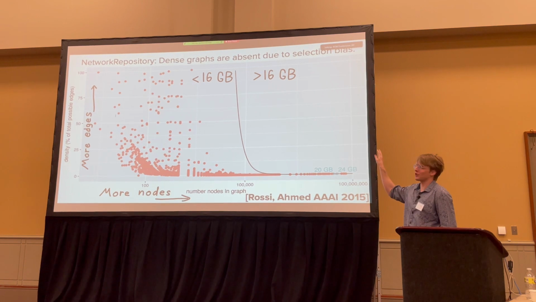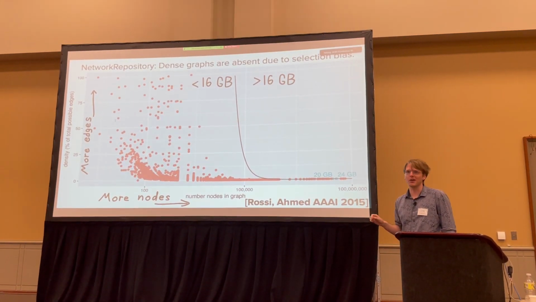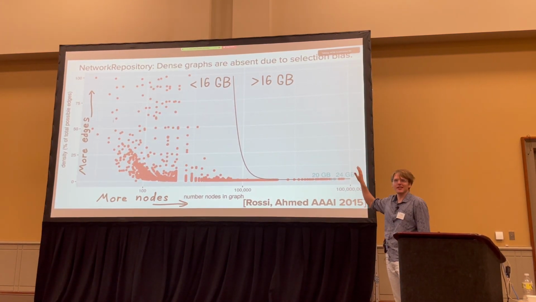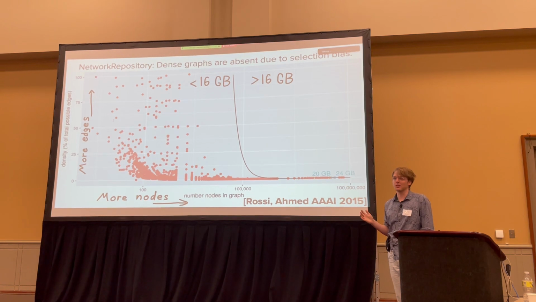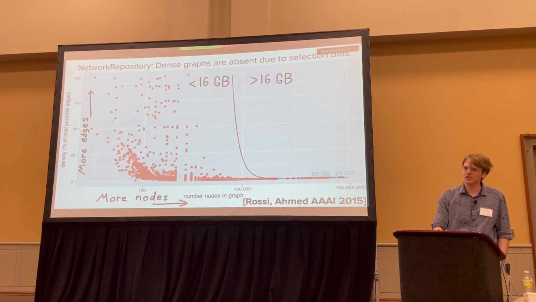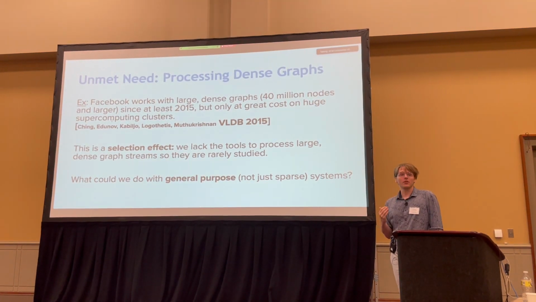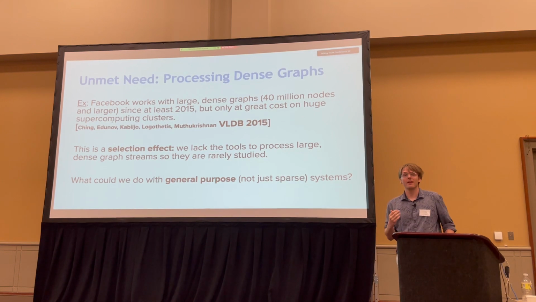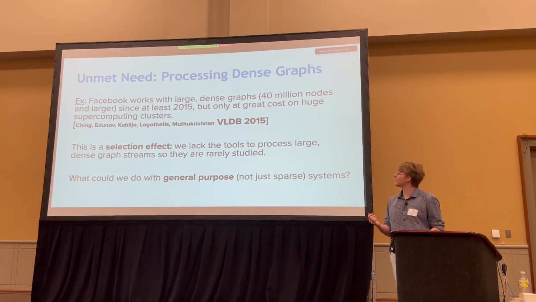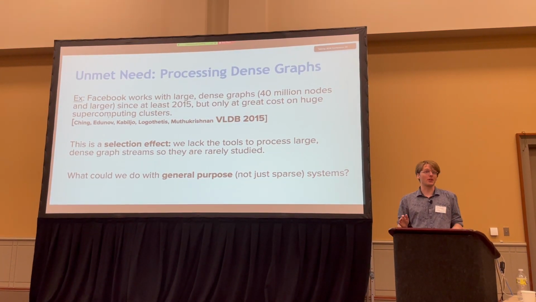Everything that could potentially exist on the right side, but we don't really see here, are things that would be more inconvenient, harder to process. So there's a question: why is this plot empty? Is it because there's really nothing there, or because we don't have the tools to analyze it? Well, in fact, we do know that there are things in that inconvenient section of our plot. For example, in a VLDB 2015 paper, Facebook engineers talk about working with very large, very dense graph data sets. Tens of millions of nodes, hundreds of billions of edges. And the only way they were able to do this was at great cost on enormous supercomputing clusters.